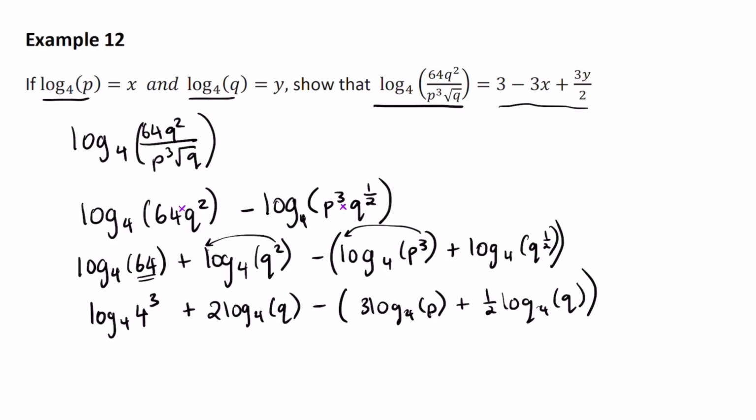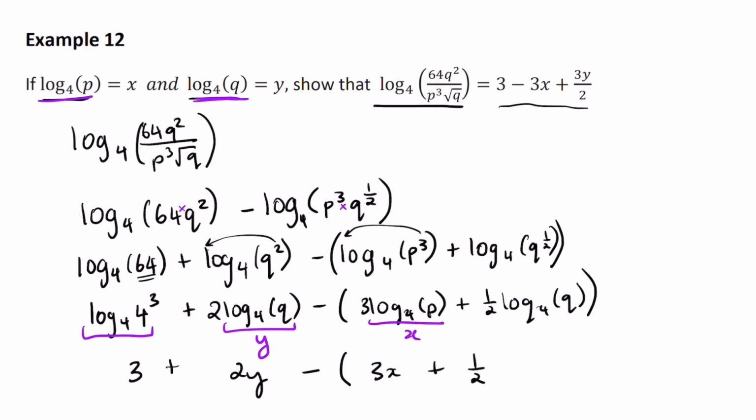All right, so what do we have left over? Log 4 of 4 is just 1, so that will bring the 3 down. Here, log 4q, as we can see up here, is equal to y, so that'll be 2y. Minus, then log 4p, as we know, is x, that'll be 3x. And then plus 1/2 log 4q, as we've already discussed, is y, so that'll be a half y.